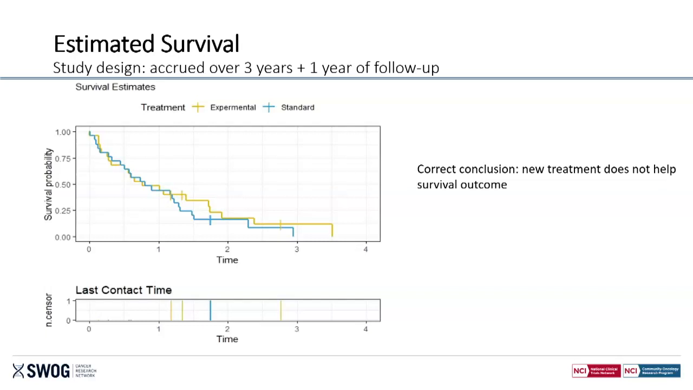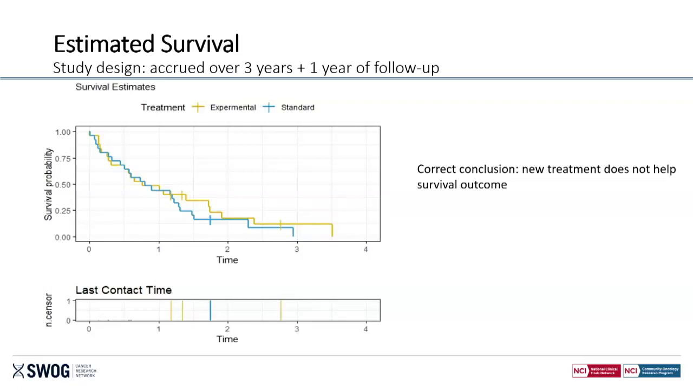So at the end of this study, these patients looked about the same, and the x-axis is survival probability. So if you went out to 1 year, about 50% of the people are surviving on both of those treatments. They're basically the same. And then the bottom bar just shows the last contact date for patients who we lost to follow-up or that we don't have the data for yet.